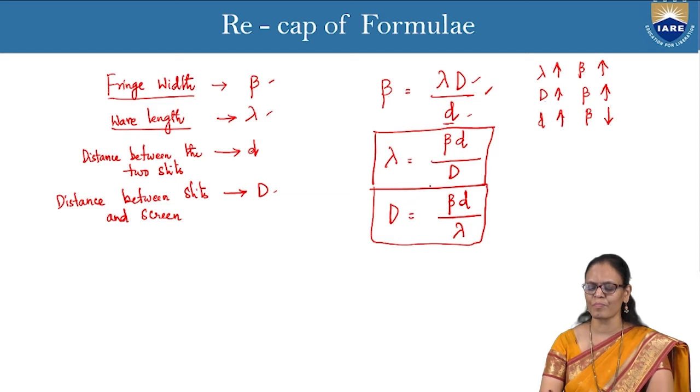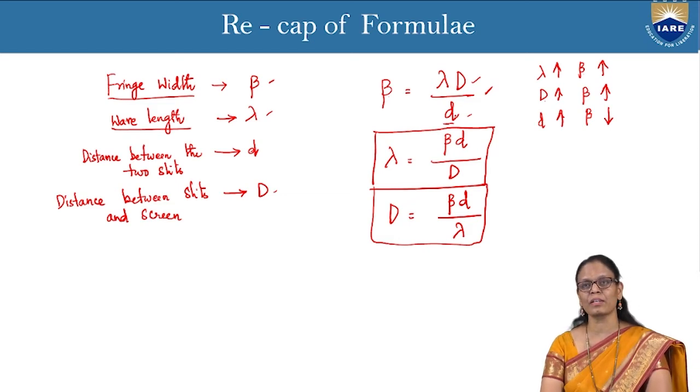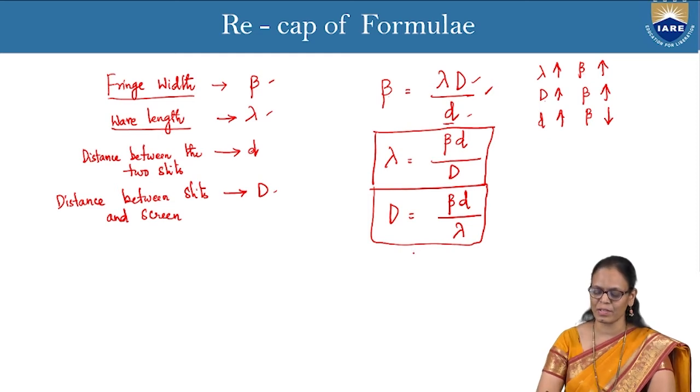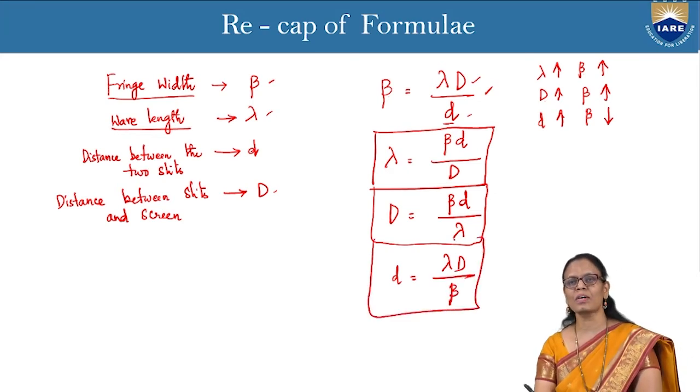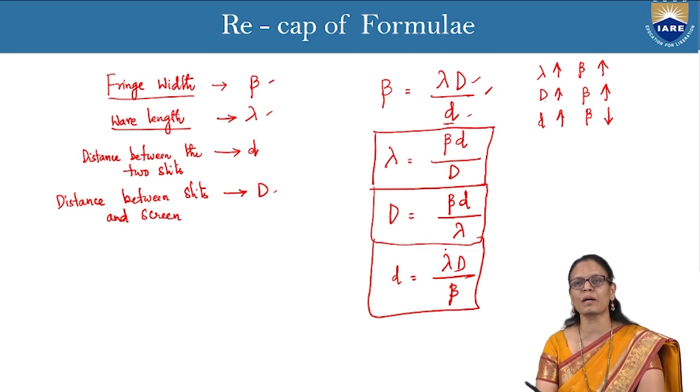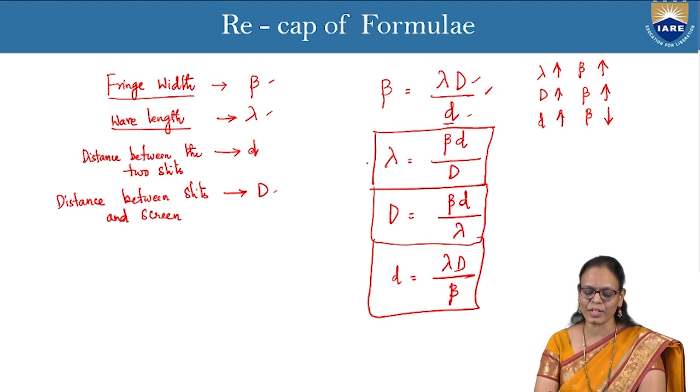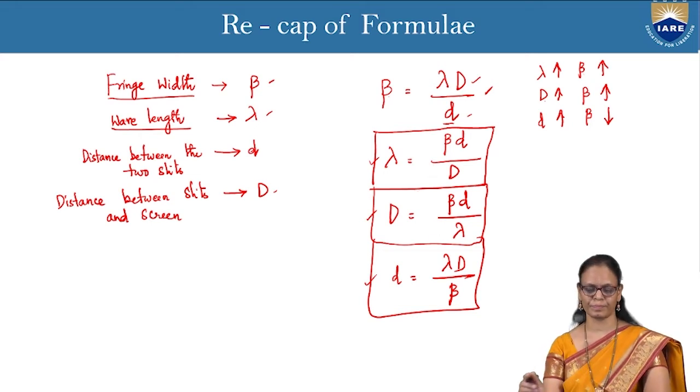This is another formula. And sometimes we may be asked to calculate the distance or the separation between the two slits. So small d will be equal to lambda D upon beta. Upon doing these numericals, our concept of fringe width becomes very clear. We'll try to understand how wavelength, the distance between the slit and the screen, or the separation between them plays a very important role in getting the interference pattern.